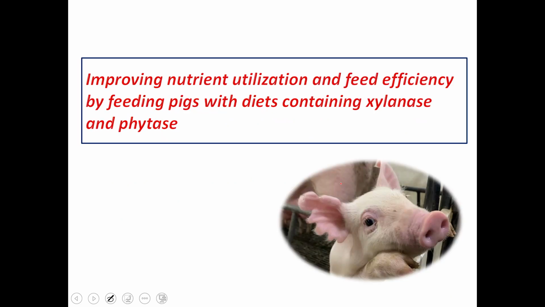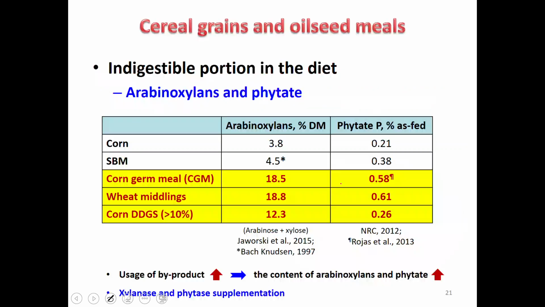And the next study is for growing and finishing pigs, using both Xylanase enzyme and Phytase enzyme to improve nutrient utilization and feed efficiency. As we are using cereal grains and oilseed meals in swine diets, there are always indigestible portions in swine diet, which are mainly fibers and phytate. And if you use wheat sources, wheat byproducts, and some fibrous byproducts, you could find arabinoxylans and phytate in those ingredients.